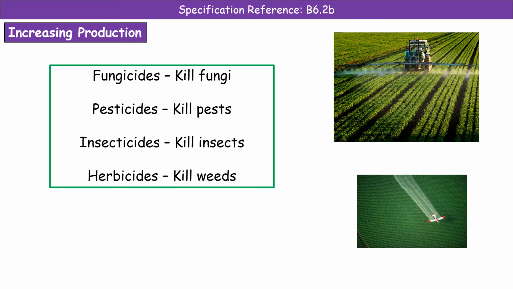Quick recap on our chemicals that we can use. When we're looking at these, the key thing here is, if you look at the word, then they all end in side. That just means kill, okay? The thing in front tells us what we're killing. So fungicides kill fungi, pesticides kill pests, insecticides kill insects. Careful with this last one. Herbicides do not kill herbs, they kill weeds. But all of these are to do with improving the yield of the crop we get.